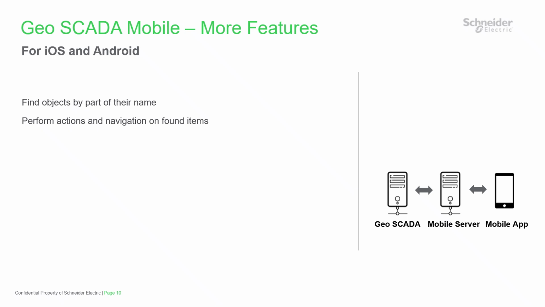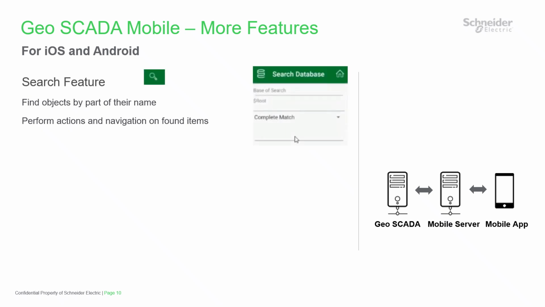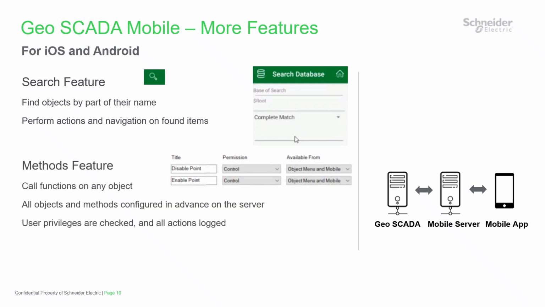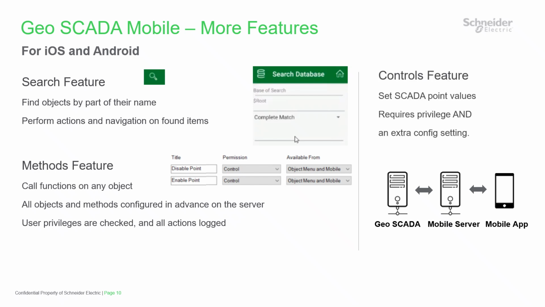And finally, a few more features in the mobile app. There is a search feature where you can find objects by part of its name and perform actions and navigations once you've found that item. There is a methods feature, for example, to be used for disabling or enabling points or refreshing data on RTUs, and that requires additional configuration to make it accessible at the client, at the mobile device. And the same is true for controls, that if you want controls functionality or acknowledge alarm functionality too, that requires additional configuration setting in association with privileges.